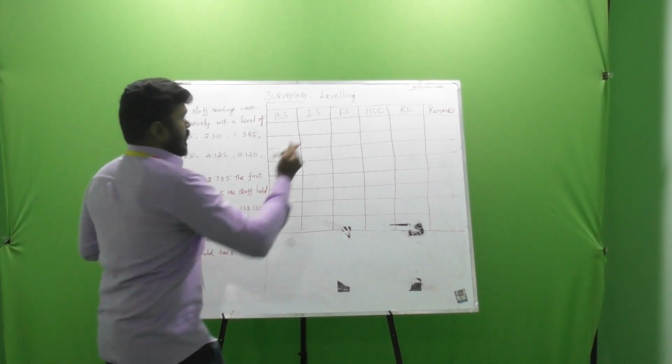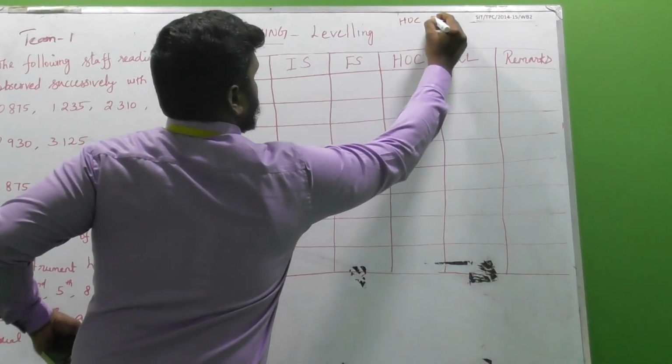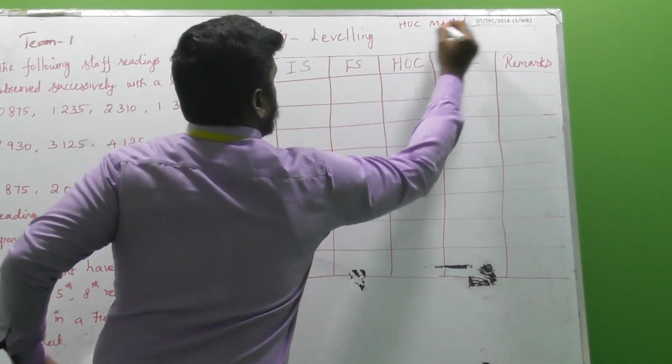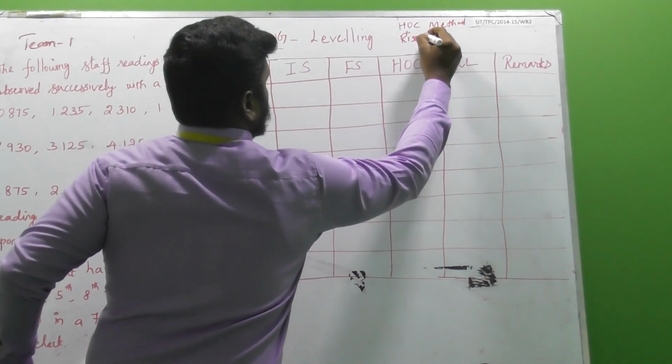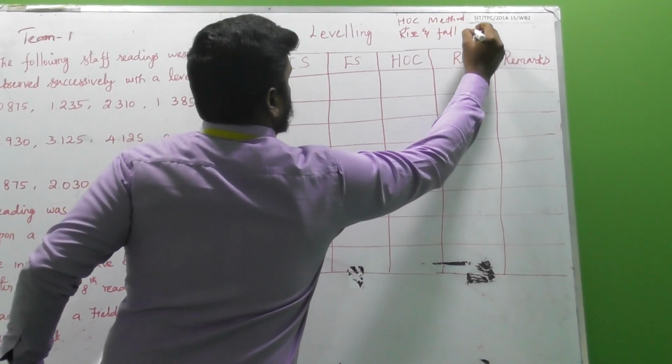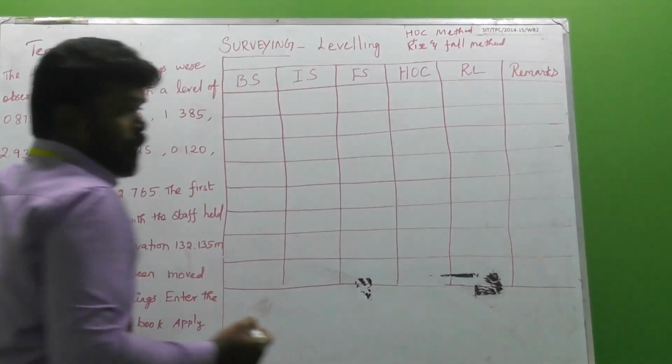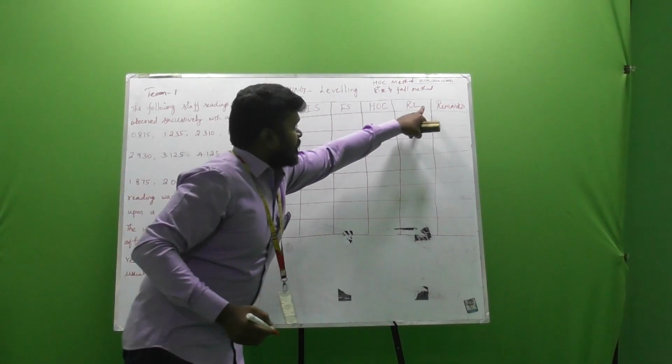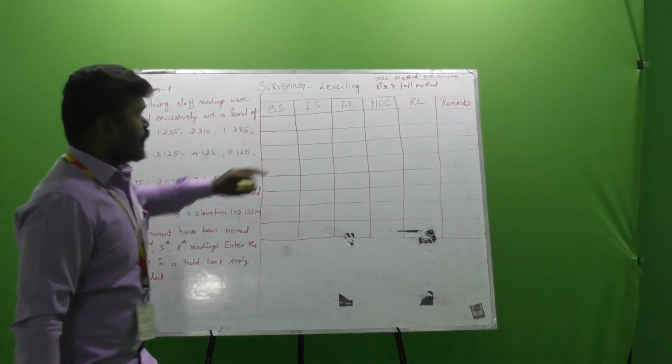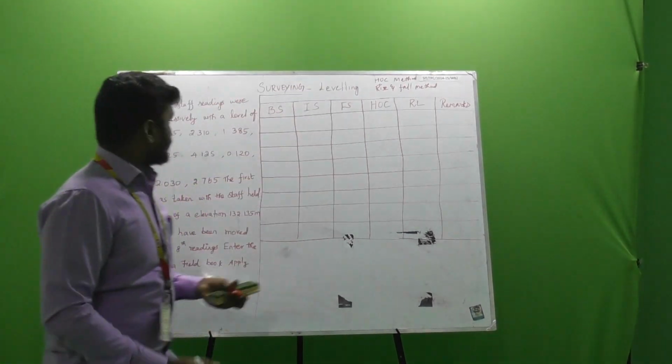First one is the HOC method and another one is the rise and fall method. There are two methods to find the reduced level, RL. So in this session, we are going to find only for the HOC method.